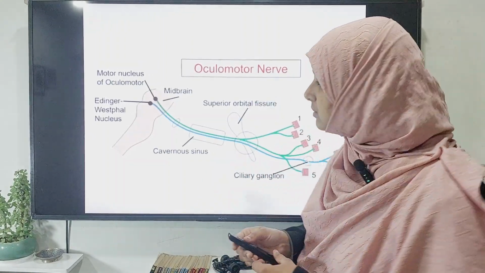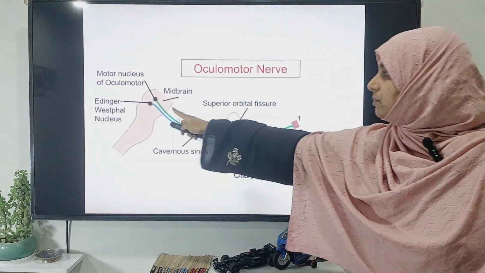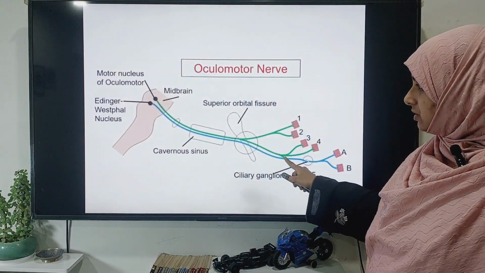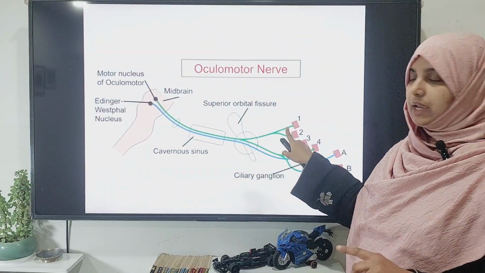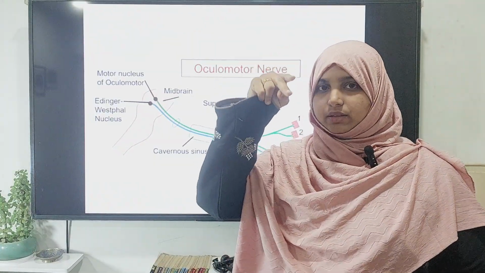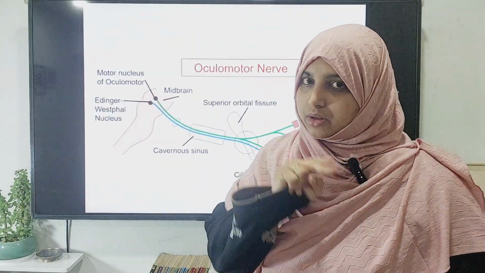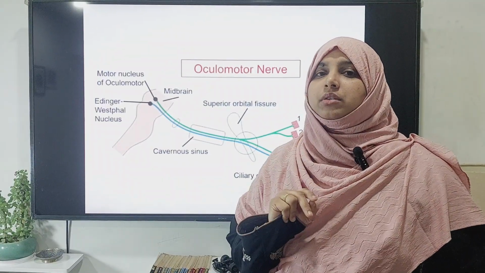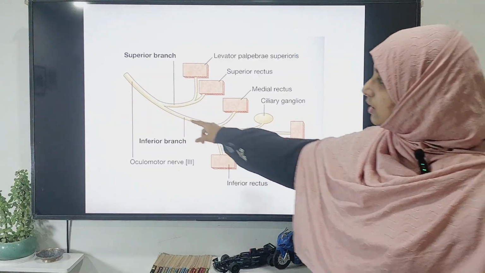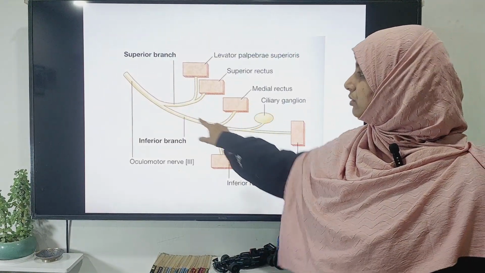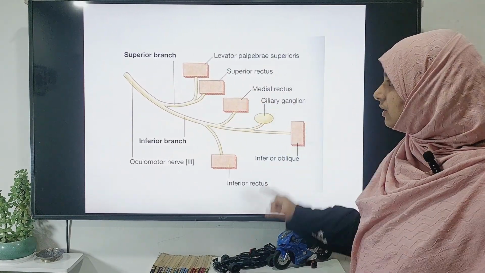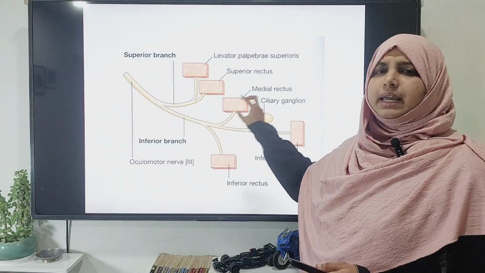As soon as it enters the superior orbital fissure, the oculomotor nerve divides into 2 portions, superior division and inferior division. Here again it's a diagrammatic representation. After dividing, the superior division supplies only 2 muscles, those lying in the roof of the orbit: number 1, levator palpebrae superioris, number 2, superior rectus muscle. Next we have the inferior division, which supplies the rest of the muscles.